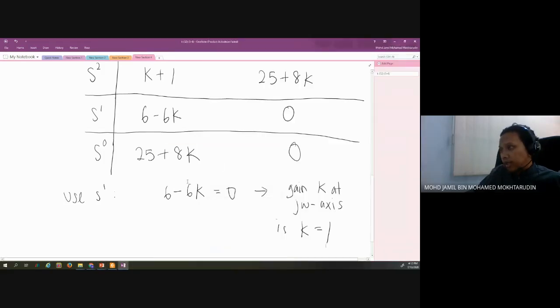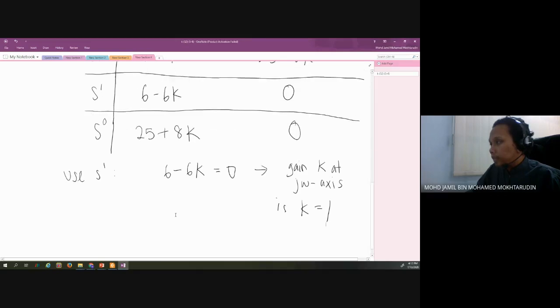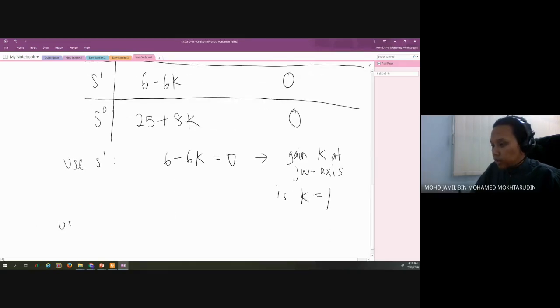So there are a lot of names: maybe the damping frequency at JW axis crossing, or imaginary axis crossing, or maybe the damping frequency for a marginally stable system. There are a lot of names, but you are actually finding the same thing, okay? Finding the JW axis crossing. So use row S2.